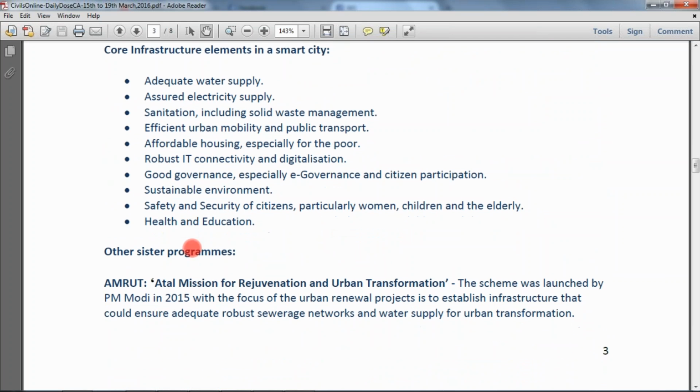So there are other sister programs in the urban development area, such as Amrut, which is Atal Mission for Rejuvenation and Urban Transformation. It is one scheme which was launched by Prime Minister Narendra Modi in 2015, with the focus of the urban renewal projects is to establish infrastructure that could ensure adequate, robust sewage networks and water supply for urban transformation.